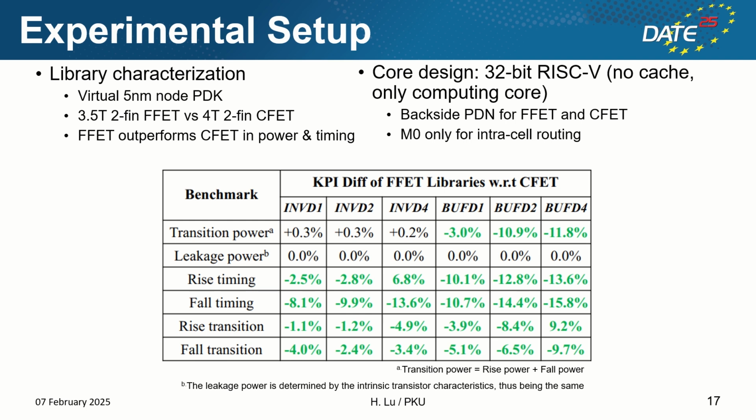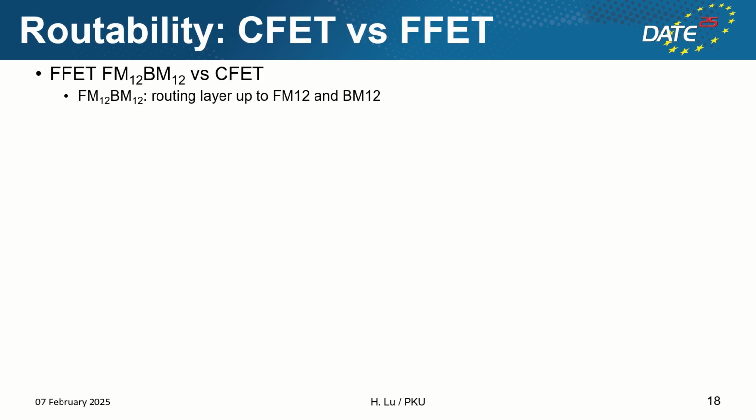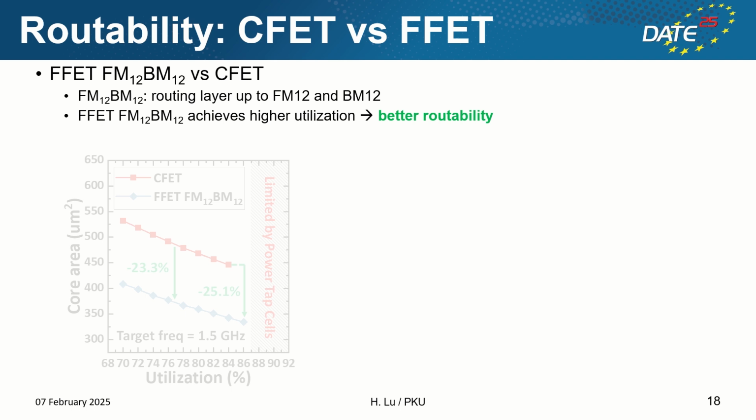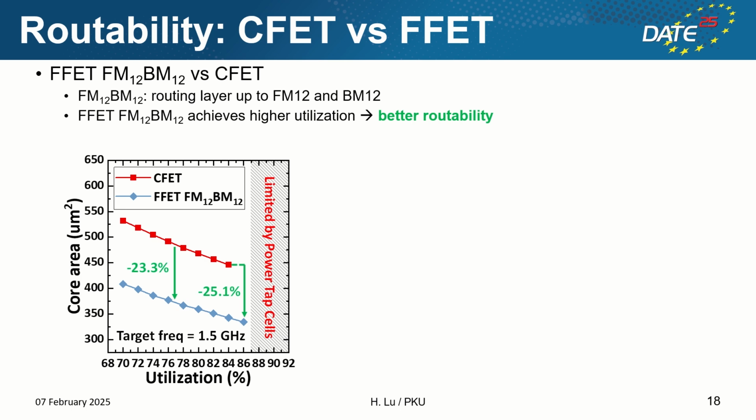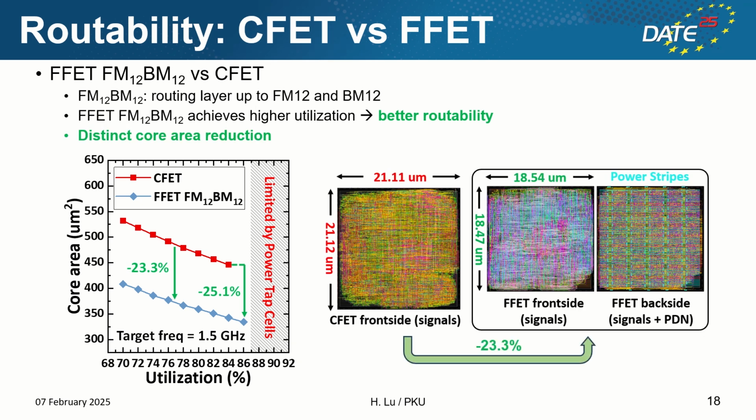Note that FM0 and BM0 are only used for intra-cell routing, so they are not included in the count of inter-cell routing layer number. To investigate the maximum advantages provided by dual-sided signal routing in enhancing FET routability, we first used the routing layer up to FM12 and BM12. Compared with the CFET, FET with FM12, BM12 achieves higher utilization, thus better routability. The FET achieves distinct core area reduction compared with the CFET.